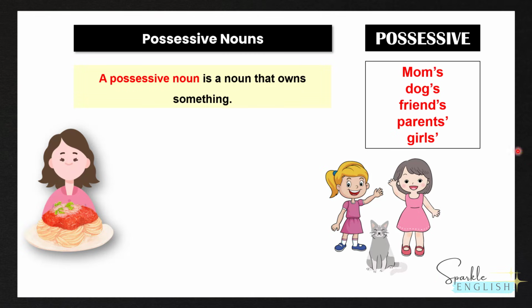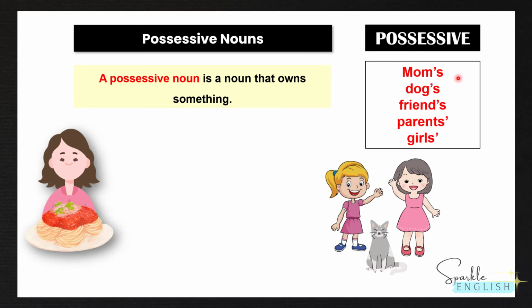For example, these are possessive nouns: moms, dogs, friends, parents, girls. So some of these nouns are plural possessive nouns and some are singular possessive nouns. I have a very in-depth detailed video on when to use apostrophe S and when to use S apostrophe, which I will link you to in the description below this video.